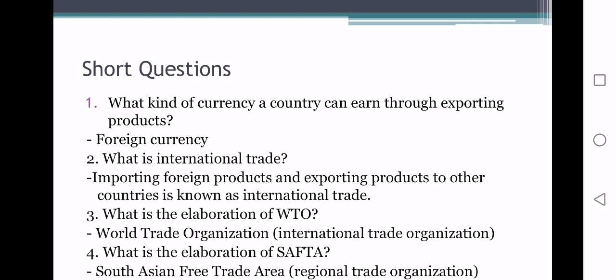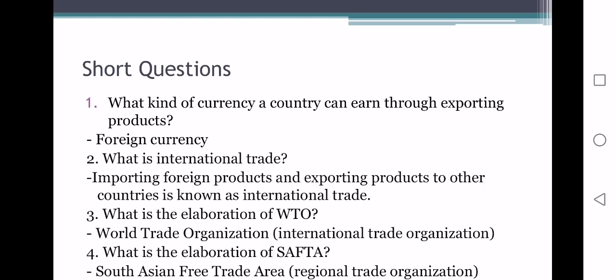The first short question is, what kind of currency a country can earn through exporting products? And the answer will be foreign currency. The second question is, what is international trade? I hope all of you haven't forgotten the concept of international trade that we have learned in lesson 3.